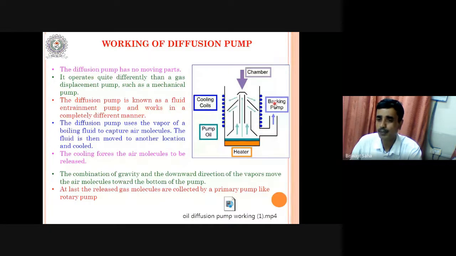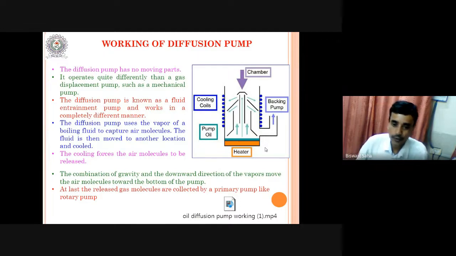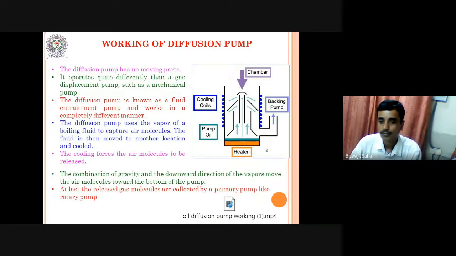And this lower part, which is high pressure, is connected towards the vacuum pump. The vacuum pump is a primary rotary pump. The rotary pump collects all these molecules which are coming in this lower region, and they are collected by the vacuum pump and exhausted to the atmosphere. So this is how a diffusion pump works. The entire thing which I have just described is now given in the statement in the bulleted points here.